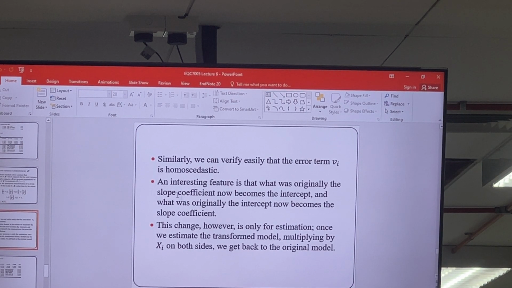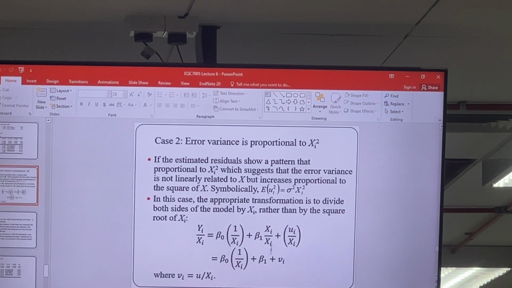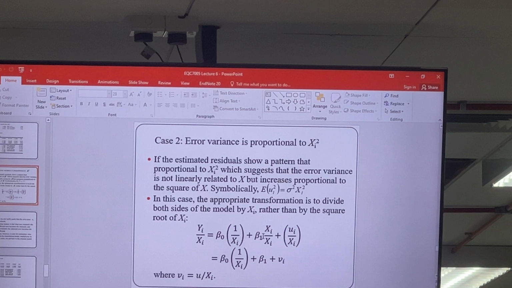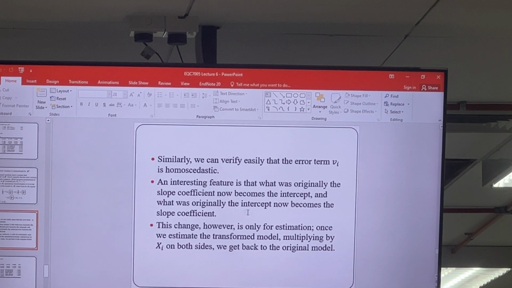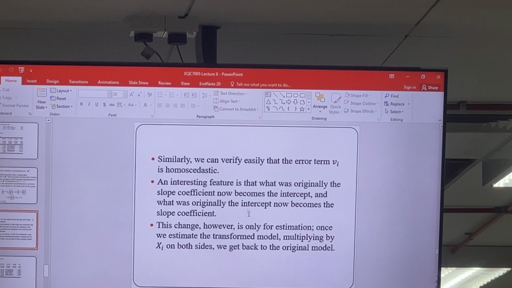So notice that an interesting feature is that what was originally the slope coefficient, for the sales beta 1, now becomes the intercept. And what was originally the intercept now becomes the slope coefficient. Original intercept now becomes slope. This change, however, is only for estimation, in order to provide us a reliable estimate of the standard error.